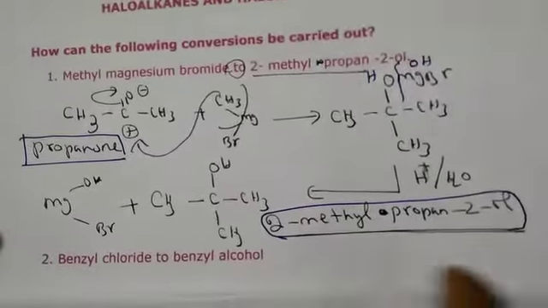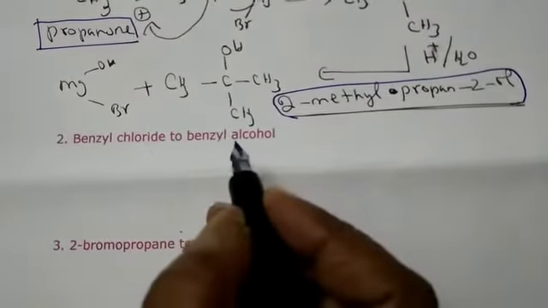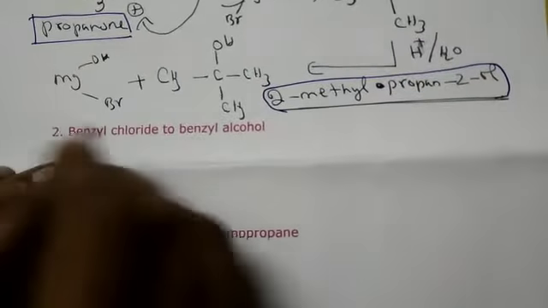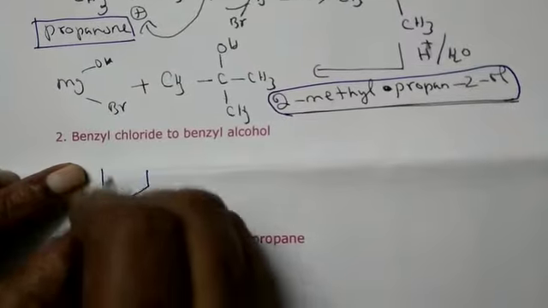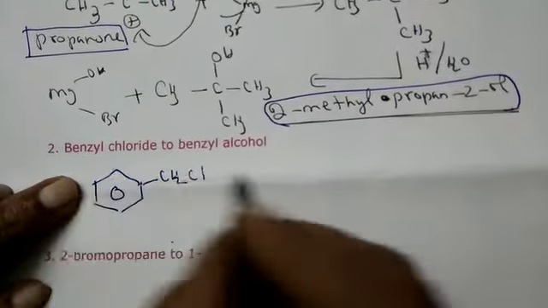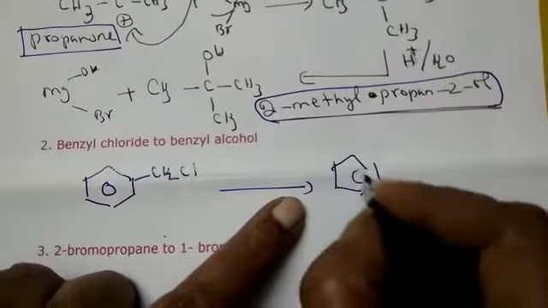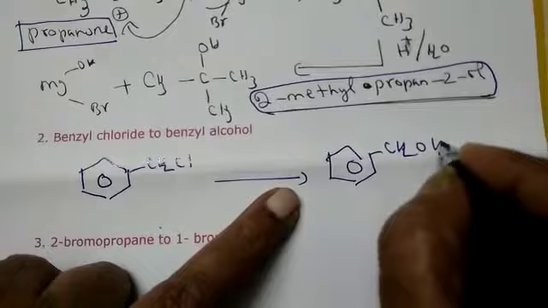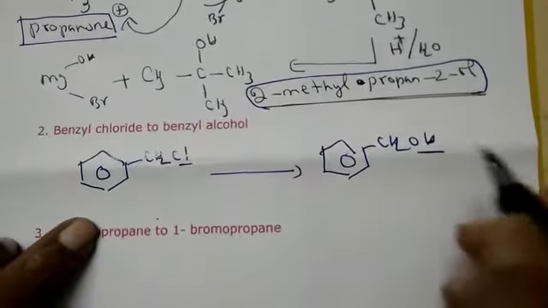Now let us go to the second question. What is given is benzyl chloride to benzyl alcohol. This is very simple. Straight away I am writing here. What is benzyl chloride? You can write this with the CH2Cl. This is benzyl chloride to benzyl alcohol. Now here it is CH2OH. The difference is that here Cl is converted into OH.